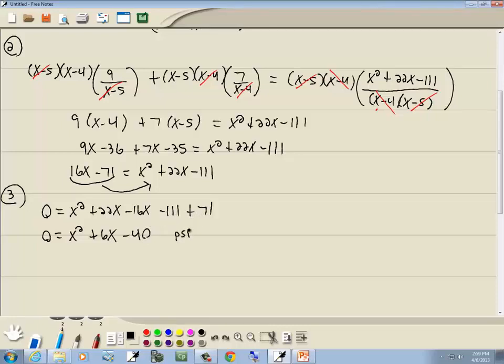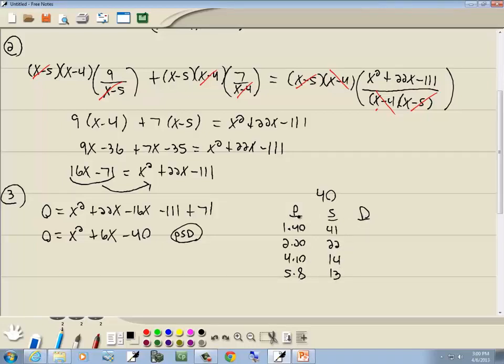Well, now we can factor this using the PSD method. Take our number at the end, 40, and come up with our 3 columns. Write down all products that give us 40. We got 1 times 40, 2 times 20, 4 times 10, 5 times 8. We want to add these. 1 plus 40 is 41, that's the S column. 2 plus 20 is 22, 4 plus 10 is 14, 5 plus 8 is 13.